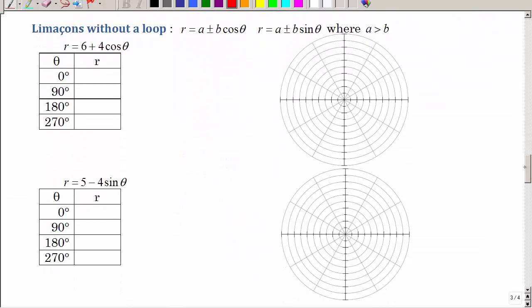Next type are limaçons without a loop. They're not as pretty or fun, but they look pretty much the same as the ones with a loop. It's just that this one is now bigger than that, and that's what makes it not a loop. It's kind of flat on one side.